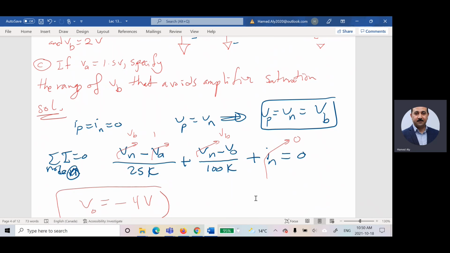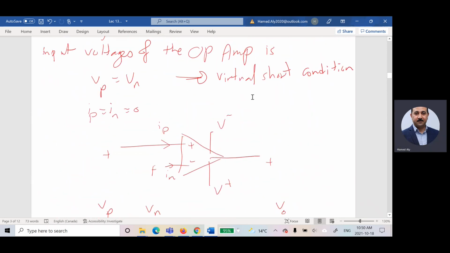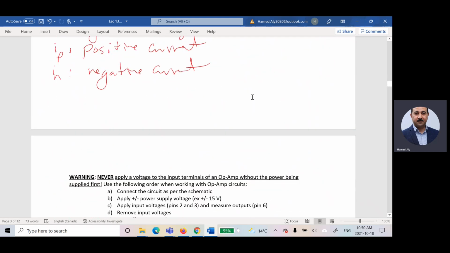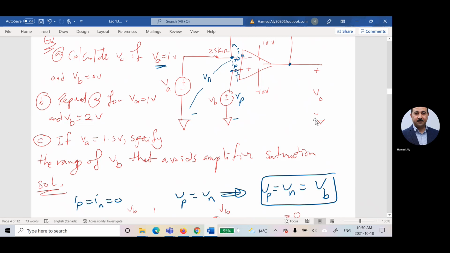VP and VN, yes. They are equal based on which condition we said here. If you still remember, we said we are dealing with the virtual short condition. We are assuming that we are dealing with the linear region, and with an ideal operational amplifier. So we are assuming that VP is equal to VN. Any other question for that part?